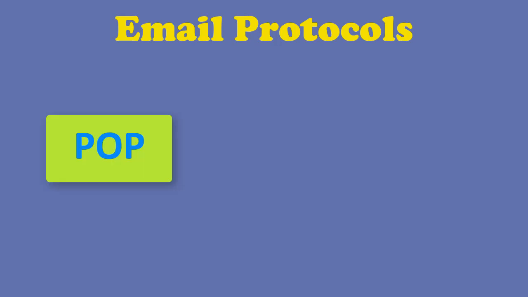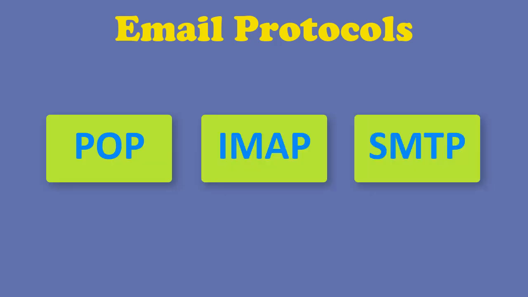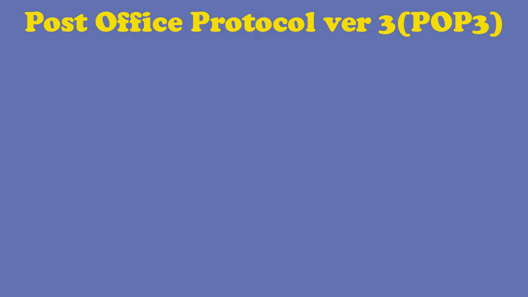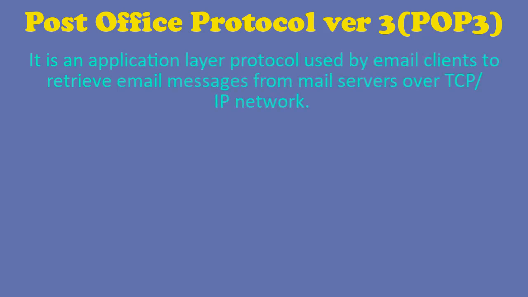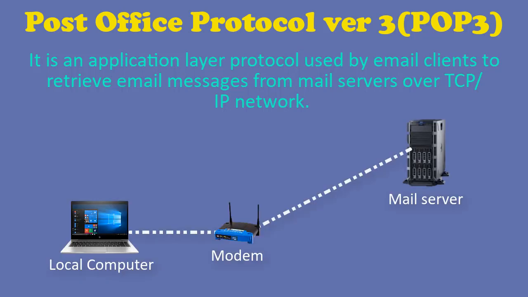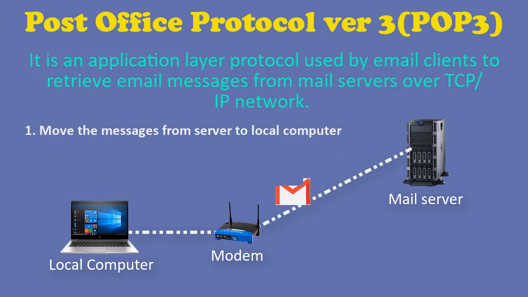Now we will cover various email protocols. The three protocols that we will cover are POP, IMAP and SMTP. First is Post Office Protocol version 3 or POP3. It is an application layer protocol used by email clients to retrieve email messages from mail servers over a TCP/IP network. POP was designed to move the messages from server to local computer so that the mails can be read even when they are not connected to the internet.